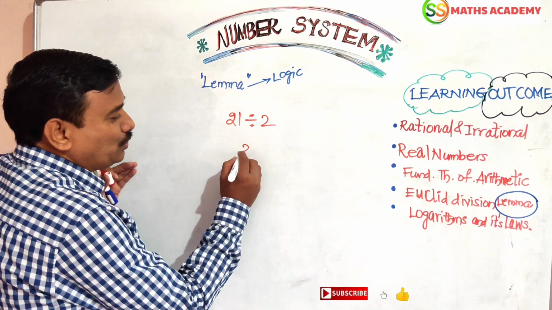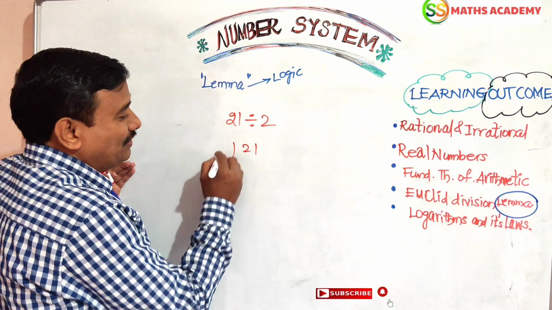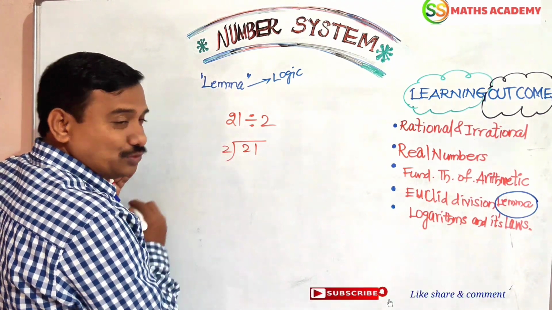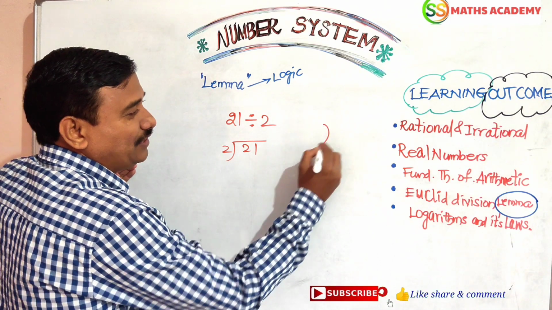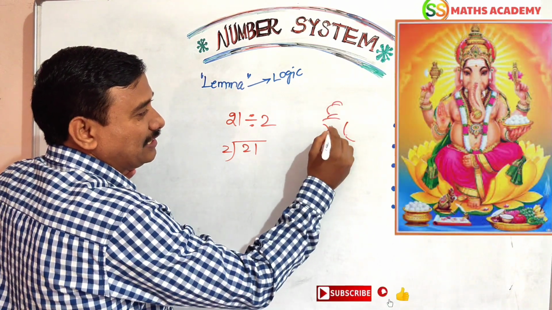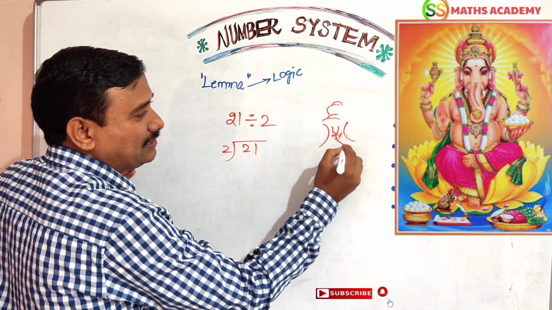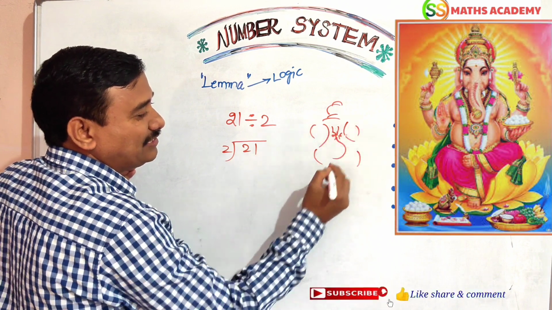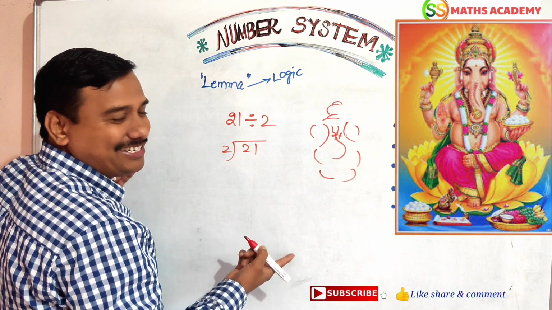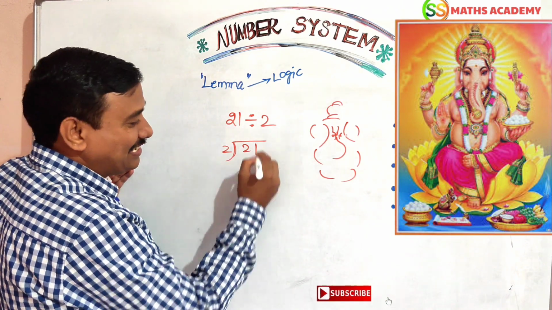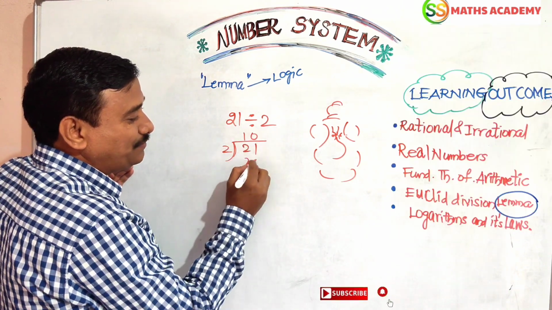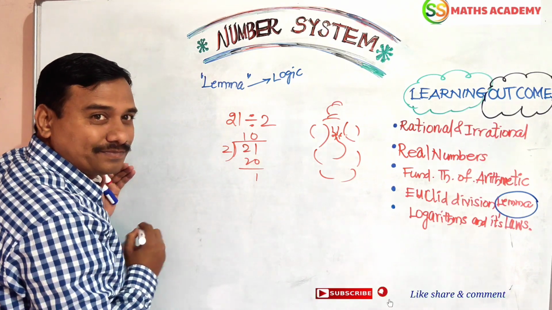This is the division process: 21 divided by 2. You know the Vinayaka method, like this. Dear friends, this is the Vinayaka method. Two tens are 20. Remainder 1.